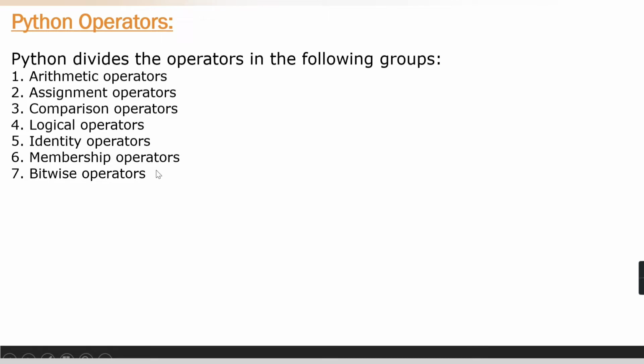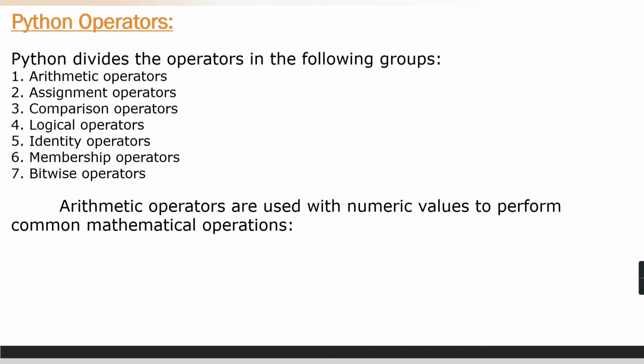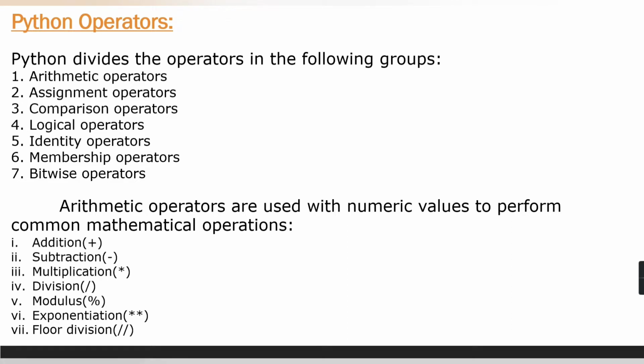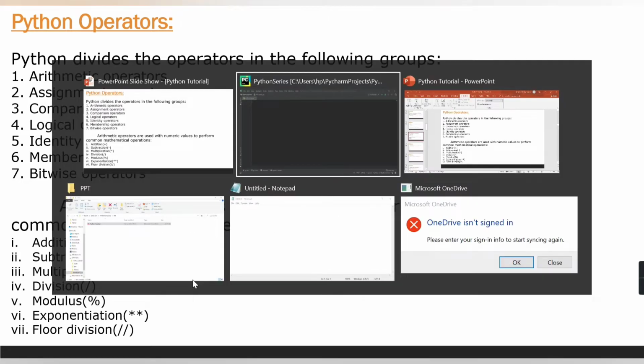The first operators that we want to cover are arithmetic operators. Arithmetic operators are used with numeric values to perform common mathematical operations. These are the subtypes in arithmetic operators: addition, subtraction, multiplication, division, modulus, exponentiation and floor division. We will cover each of these. Let's check in our code how we can make use of these operators.